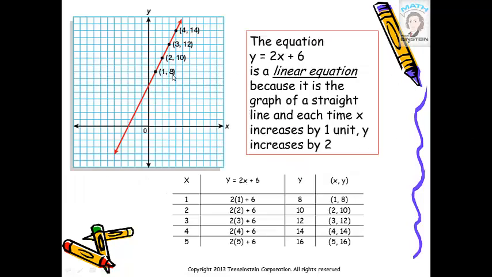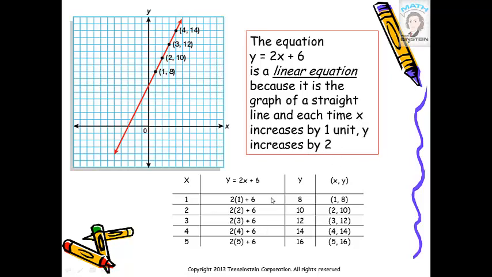So here you see the points (1, 8), (2, 10), (3, 12) and (4, 14). When there is a 1 unit increase in x, there is a 2 unit increase in y. 8 becomes 10, 10 becomes 12, 12 becomes 14. So when there is an increase of 1 unit in x, there is an increase of 2 in y.